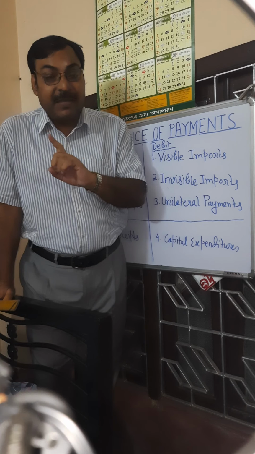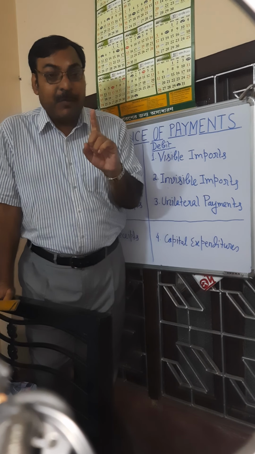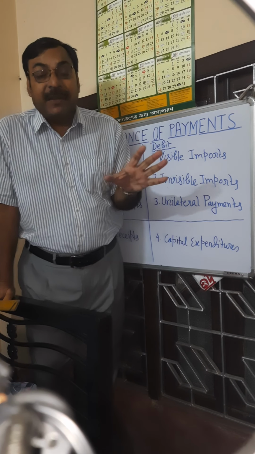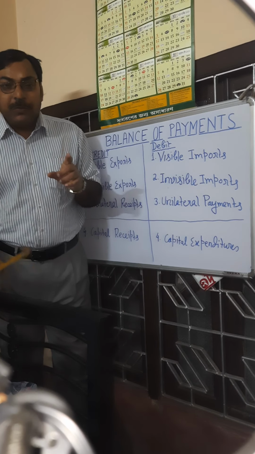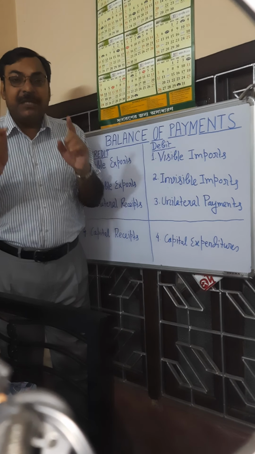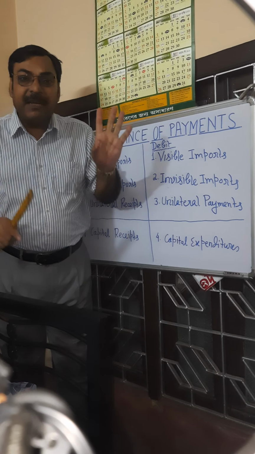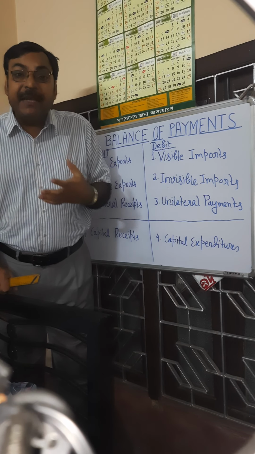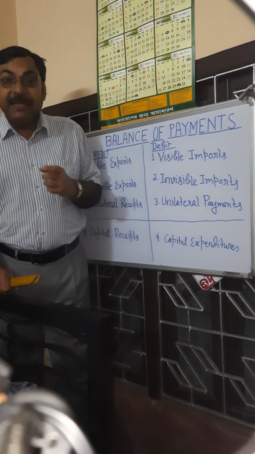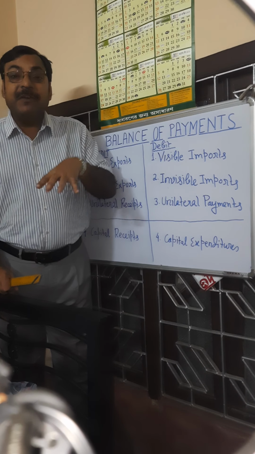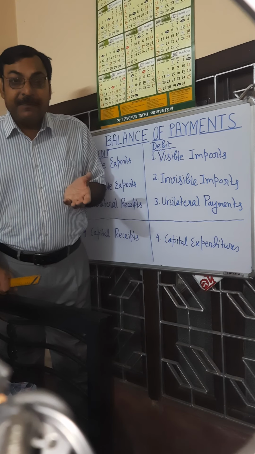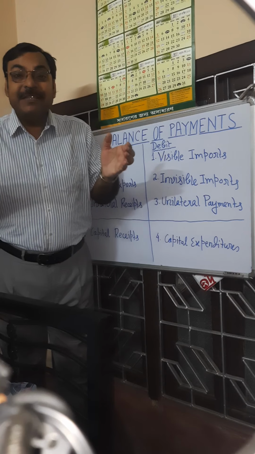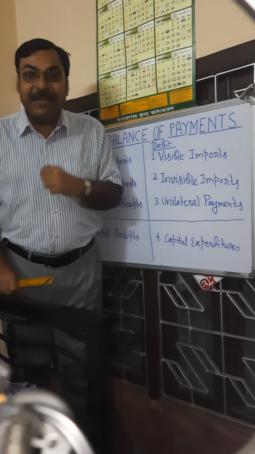So we have mentioned some characteristics. Number one, it is a systematic record. Balance of payment is always a systematic record. Number two, it is prepared for a fixed period, in general for 1 year. Number three, it is comprehensive in nature. It comprises items of different heads. Number four, it follows the double entry system of commerce and accountancy.